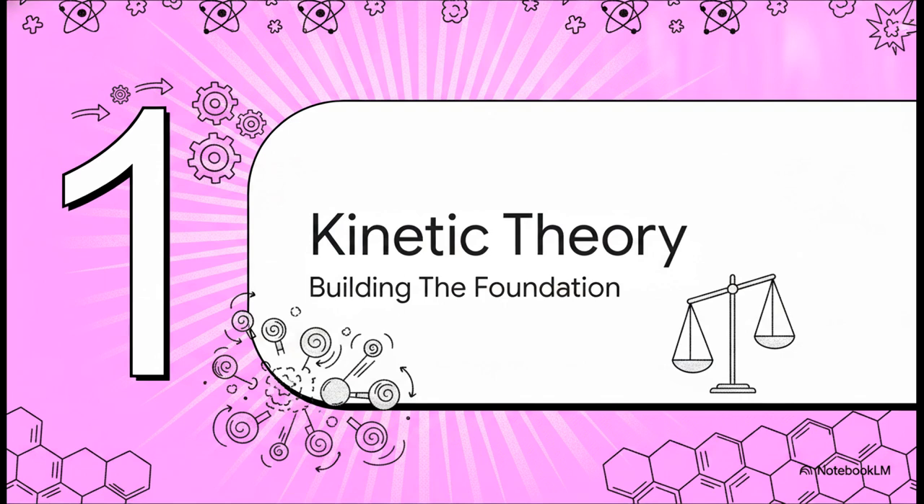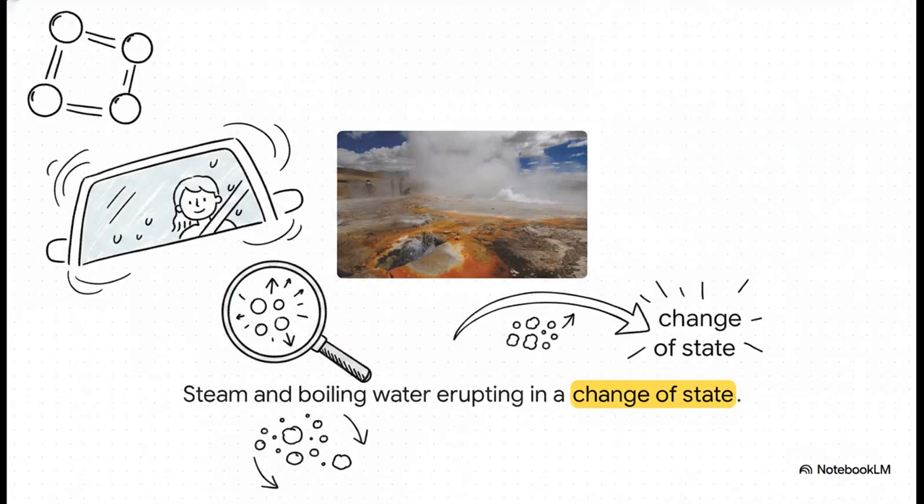Before you can balance a complex equation, we've got to build the foundation of how the physical universe actually behaves. To really get chemistry, you have to connect it to the real world. Think about dramatic geysers erupting with steam, or just your car windows misting up on a freezing cold morning. These aren't just random things happening. They're actually visible, real-world proof of the kinetic particle theory in action. What you're literally seeing is particles gaining or losing heat energy, speeding up or slowing down, and ultimately breaking or forming their attractive bonds to change state. It's pretty cool when you think about it.